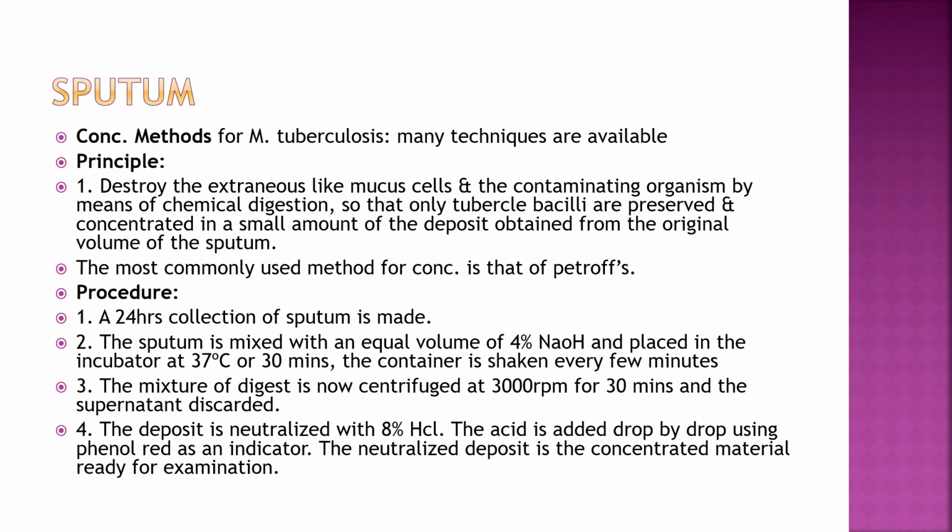In this method, extra material like mucus, pus cells, and epithelial cells is digested, and then you can see the tubercle bacilli. The sputum is mixed with 4% NaOH and placed in an incubator for 30 minutes. Then it is mixed for a few minutes so that digestion of mucus and epithelial cells takes place, and then centrifuged at 3000 rpm for 30 minutes. The deposit is neutralized with 8% hydrochloric acid, and that concentrated material can be used for examination.